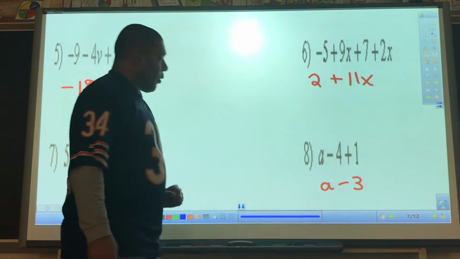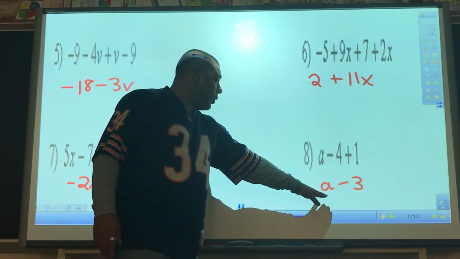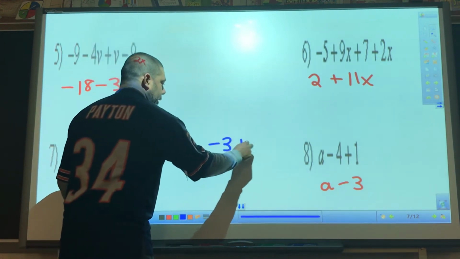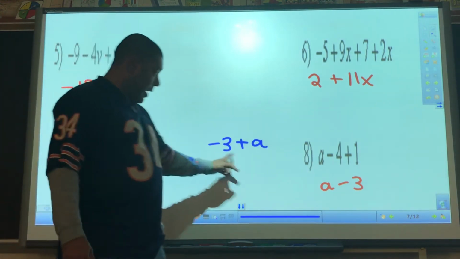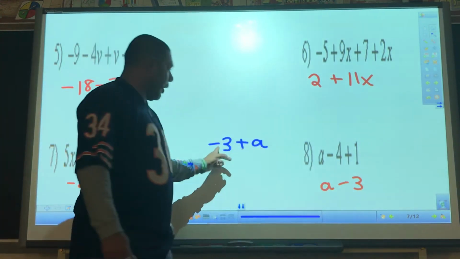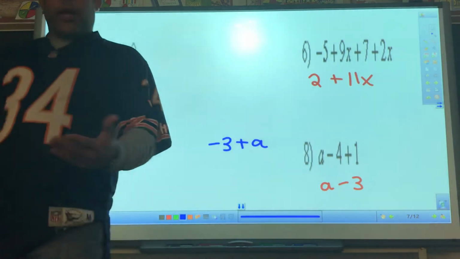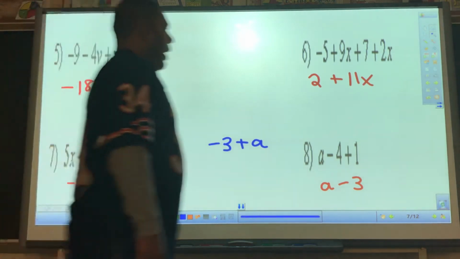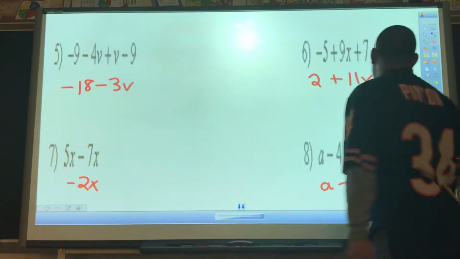So, for instance, with number 8, you may have written it like this, okay? Sometimes you will see the answer written like this. As long as you have a negative 3 and a positive a, it would be considered correct, even if it's in a slightly different order. Okay, you have to have all the right terms.